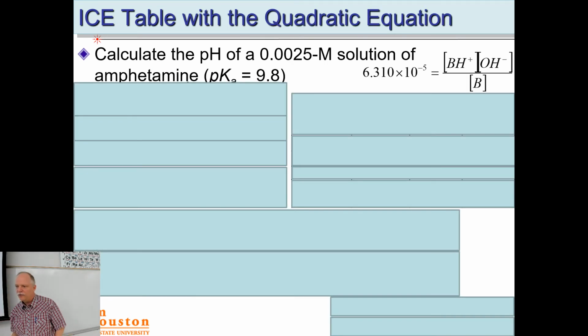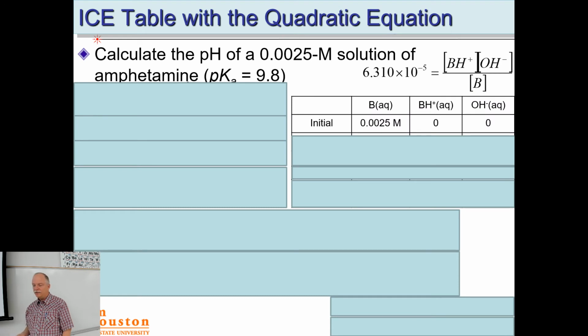So let's look at a situation where that assumption would fail. So a 0.0025 molar solution, much, much less concentrated. What would be the pH that results from this? We have the same reaction, okay, and the same ICE table, but we have a different initial amount, 0.0025 molar.